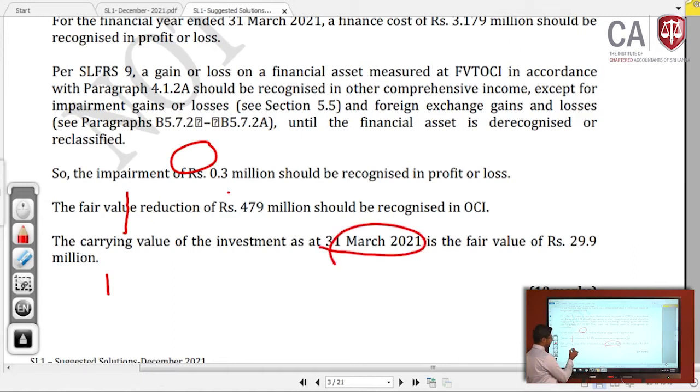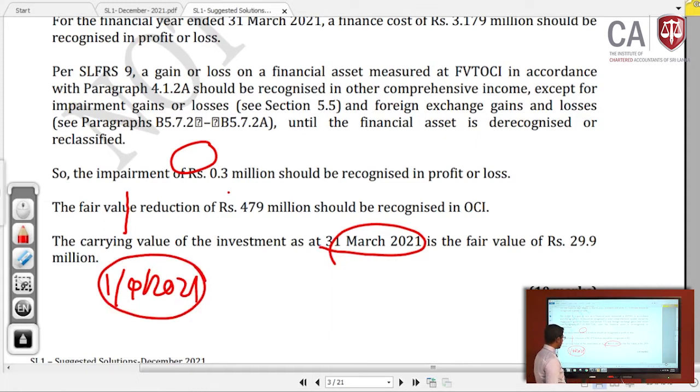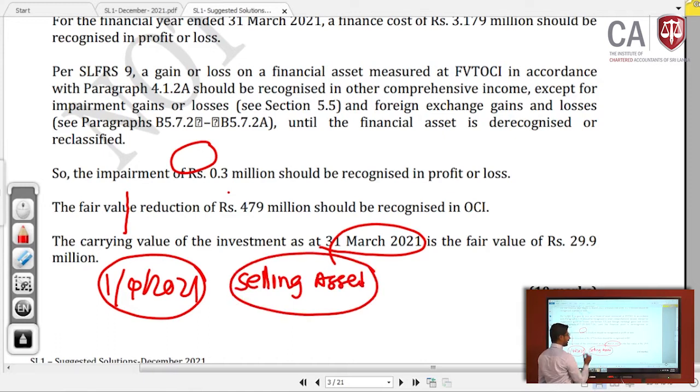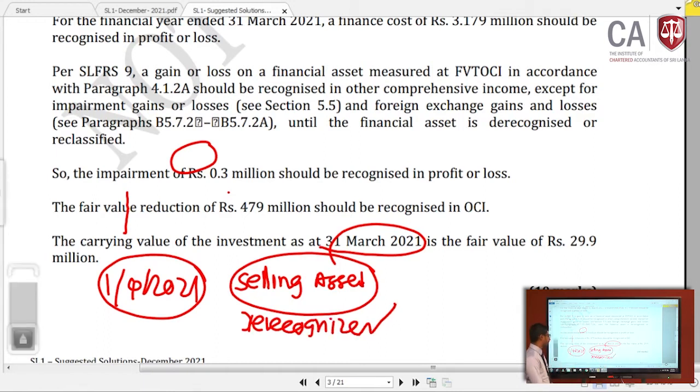They are not asking for 1st April 2021, but I am going to tell you what we are going to do as of 1st April 2021. On this date, student, basically you are selling the asset. It means when you are selling the asset, you have to derecognize the asset. So that needs to be done. So here, student, what is happening?